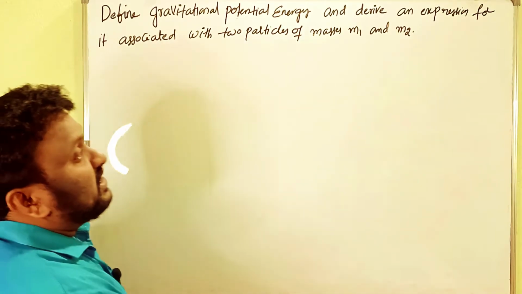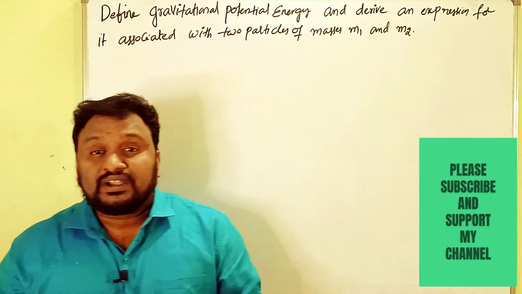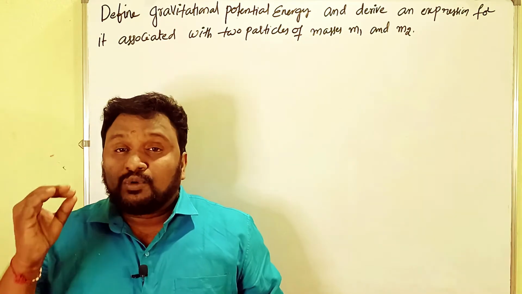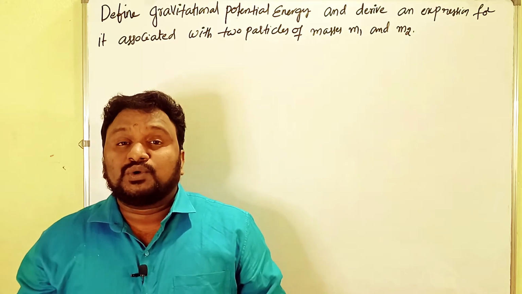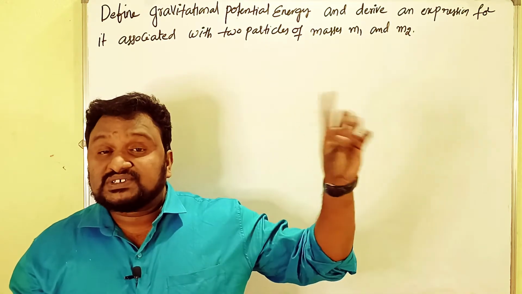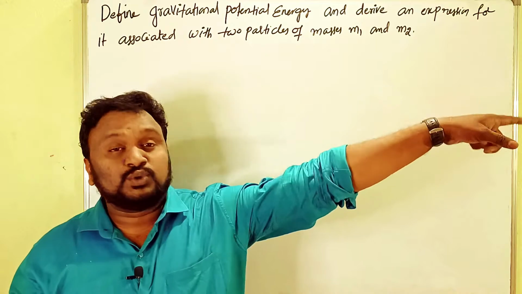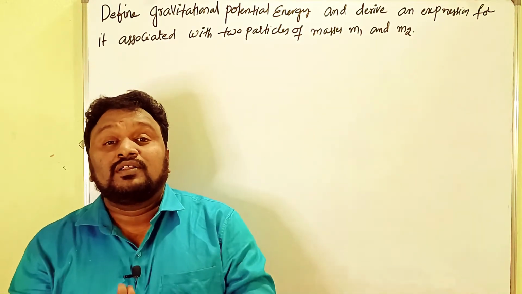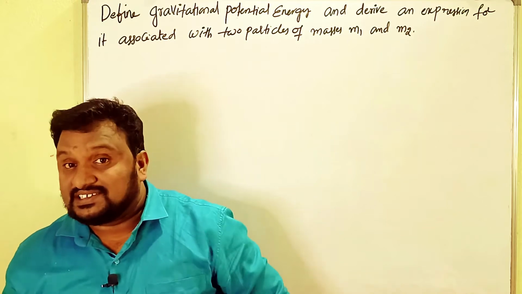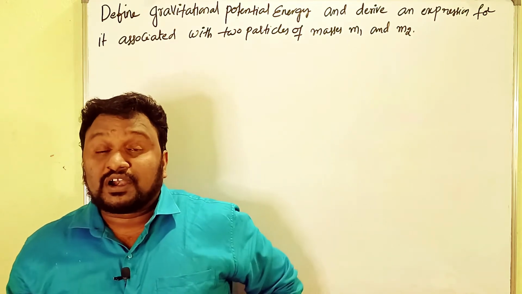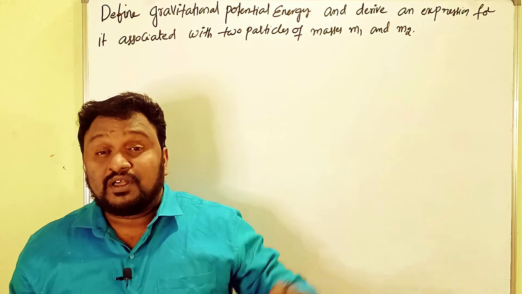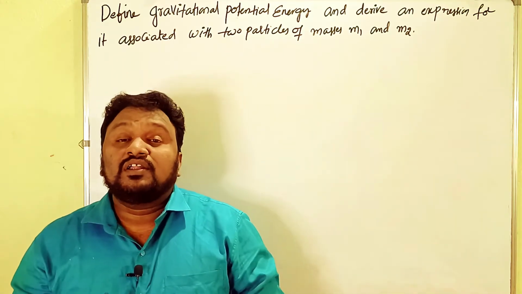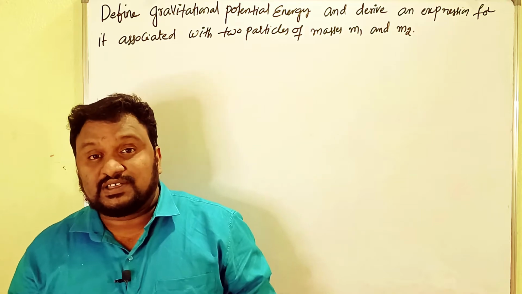Define gravitational potential energy. What is meant by gravitational potential energy? The amount of energy required in bringing a massive body from infinity to a point in the field is what we call gravitational potential energy. The amount of work done in bringing a massive body from infinity to a point in the field is called gravitational potential energy.